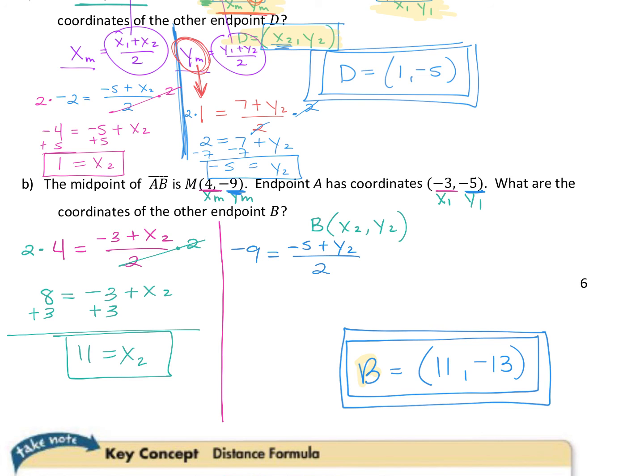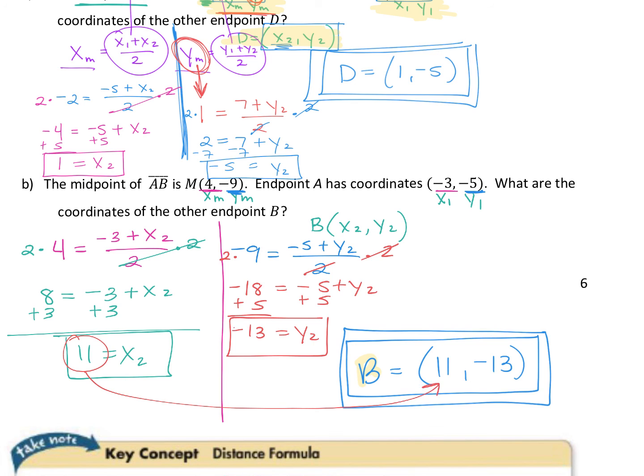My y value, I have to come over here and multiply both by 2. So I get -18 equals -5 plus y2, because that 2 setup would be 1. Then add 5 to that. So -18 plus 5 is a -13. So that's going to be my y value, which means 11 is my x, -13 is my y. So this would be my point, 11, -13. Okay, any questions on that?